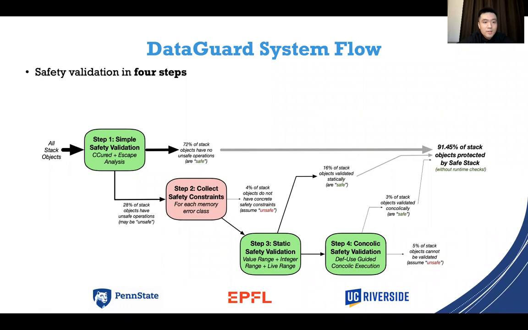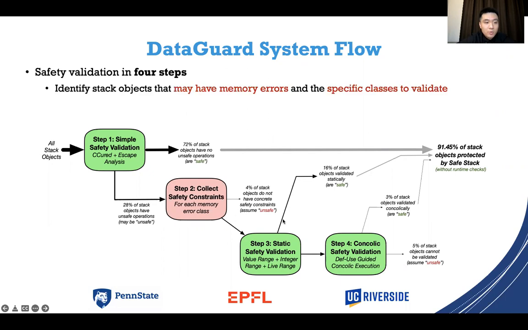Here is our design of the DataGuard approach in 4 steps. We will go through the details of each step in the next few slides, but I would like to illustrate the big picture here. The percentage numbers on this figure are based on all of the benchmarks that we tested, including the 5 server programs and the SPEC CPU2006 benchmarks. The first step is we identify error classes for the stack objects, which means we identify the unsafe operations that may potentially lead to memory errors.